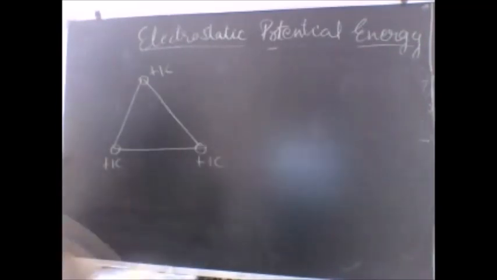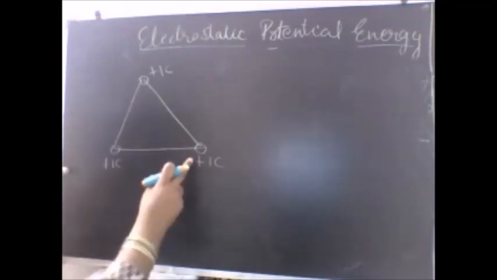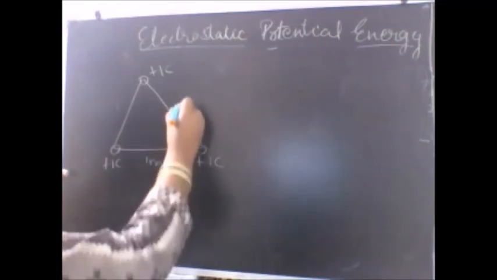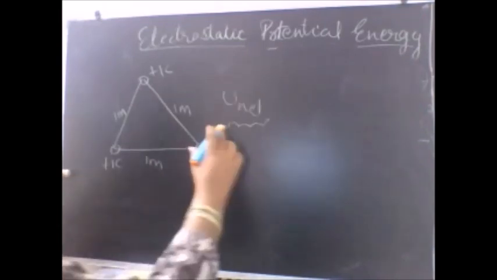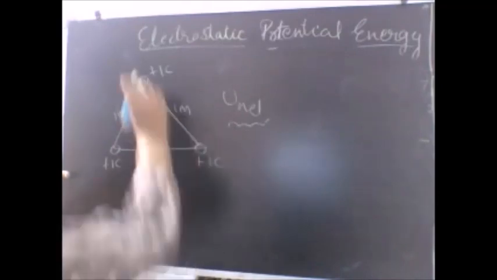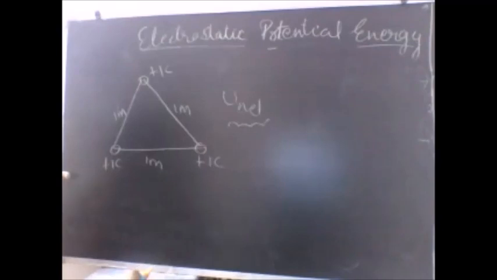Same way you can try another numerical, wherein you are going to establish a charge of 1 coulomb each at the vertices of an equilateral triangle, taking the dimension of the triangle to be 1 meter. The other way you can say that, okay, that much is the amount of the work which is required to assemble such a configuration.